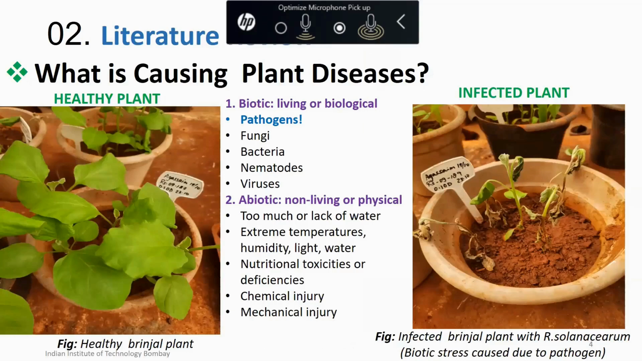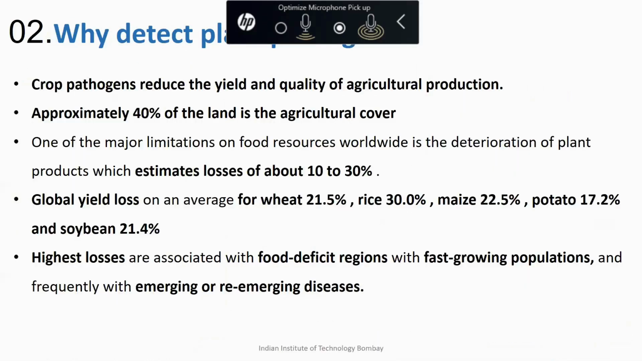So what is causing plant diseases? A healthy plant can get infected via various ways. We have biotic as well as abiotic factors. What we were looking at is the biotic factors, in which we have pathogens, which are disease-causing microbes, and they can be of various types like bacteria, fungi, nematodes. Ralstonia solanacearum is a gram-negative bacteria. It is soil-borne, naturally present, and is known to infect more than 200 different host plants, especially solanaceous crops.